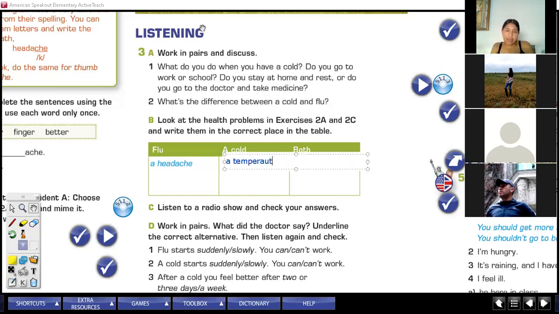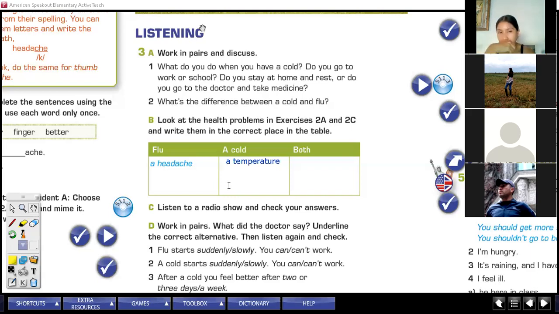Well, is it clear what you have to do? Temperature. I want you to check the list I told you to write, and I want you to fill in the blanks if you have those problems with the flu, with a cold, or in both. Okay? According to you.